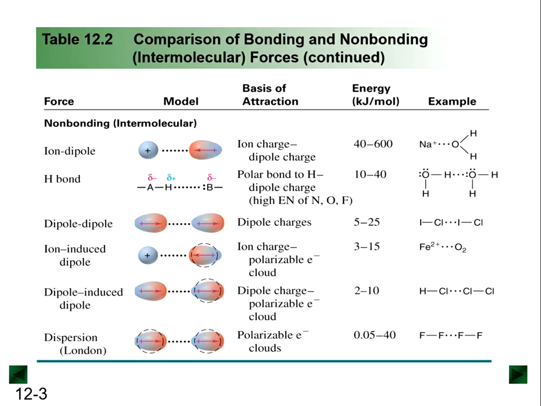Here's a table that lists the common intermolecular forces. They're listed from strongest at the top to weakest at the bottom. The strongest forces are generally associated with ion-dipole systems. This is followed by hydrogen bonding forces. Next are dipole-dipole forces, then ion-induced dipole forces. Next are dipole-induced dipole, and the weakest are induced dipole forces, or what are called dispersion forces or London forces.